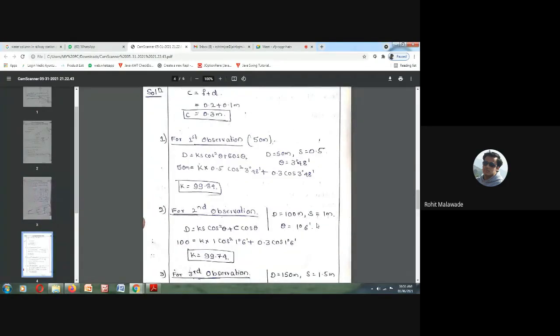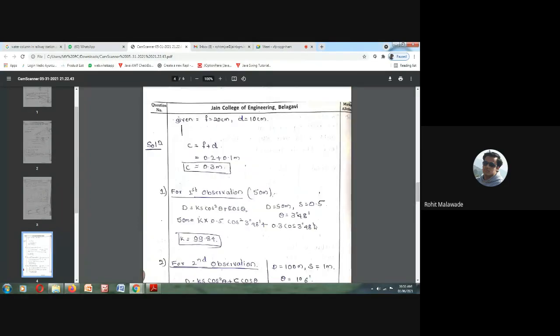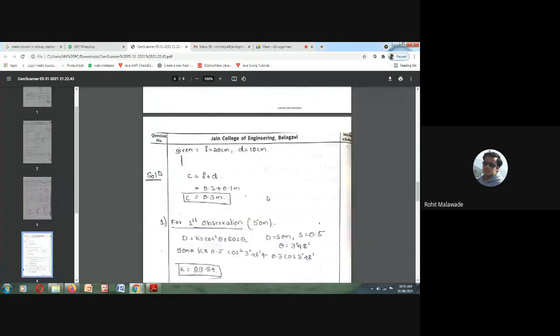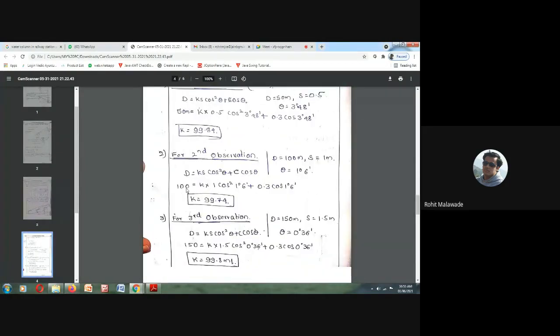So now again, what do we want to determine? We want to determine K for the second point. Distance D is 100 meters, S is 1 meter, and the angle is 1 degree 6 minutes. So we substitute: 100 is equal to K times S, the staff intercept, 1, cos square 1 degree 6 minutes, plus 0.3 cos 1 degree 6 minutes. If we simplify, we get K equal to 99.74.